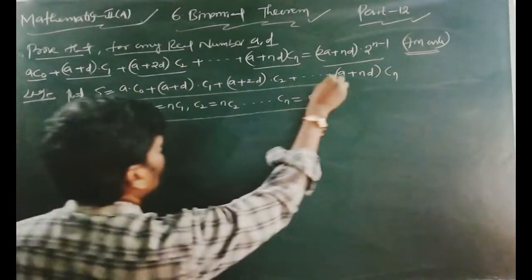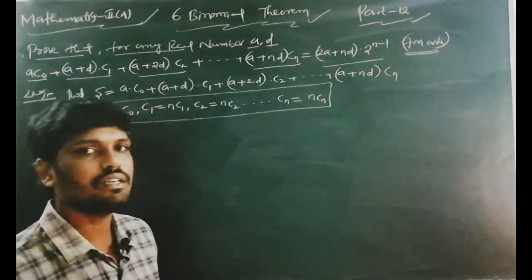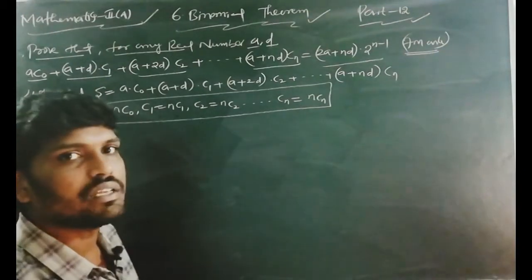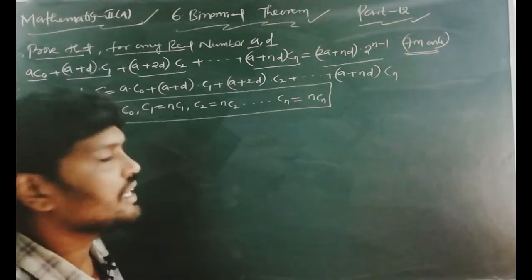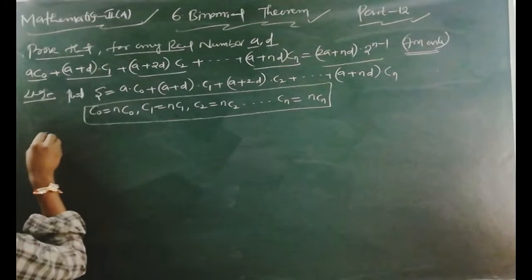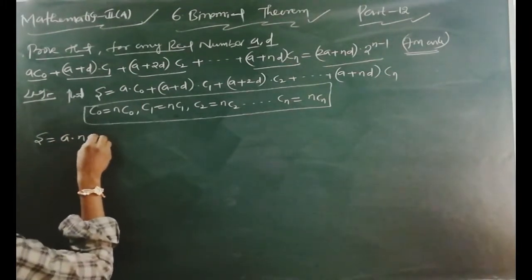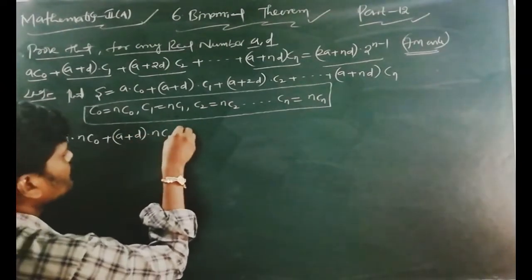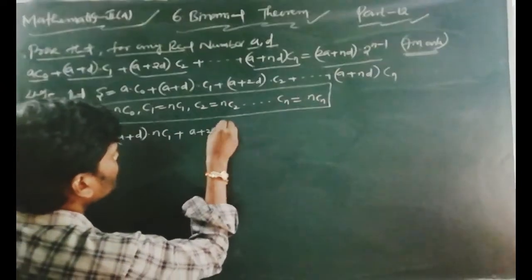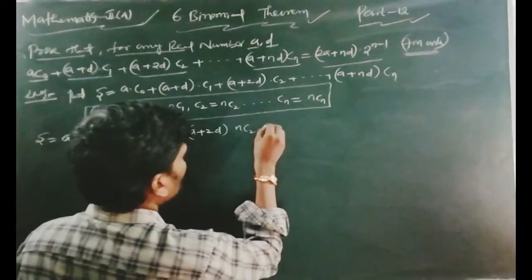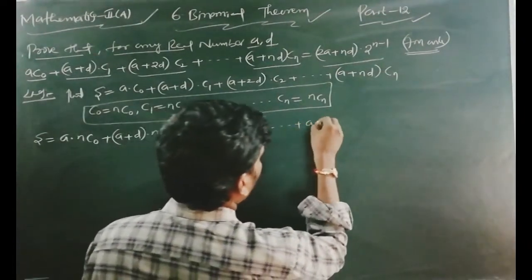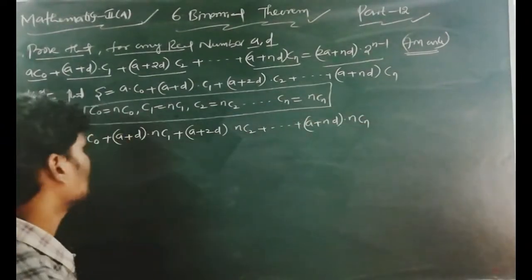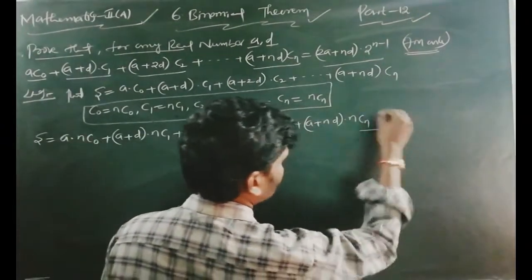We can write nC0 in place of C0, nC1 in place of C1, nC2 in place of C2, and nCn in place of Cn. S is equal to a·nC0 + (a+d)·nC1 + (a+2d)·nC2 + and so on + (a+nd)·nCn. Suppose this is equation 1.